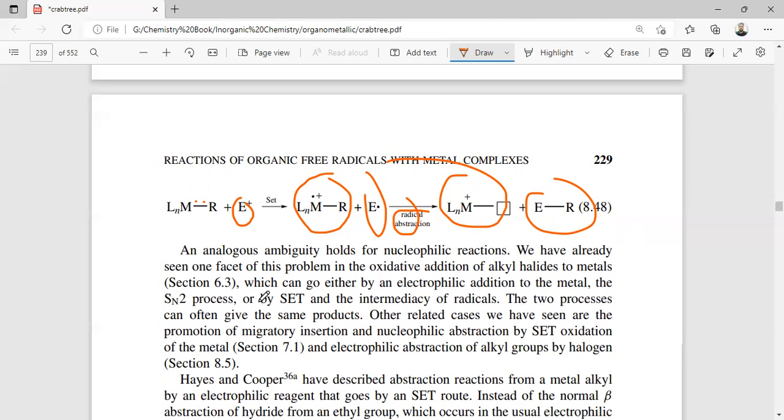So the two processes can often give the same product. Another related case we have seen is the promotion of the migratory insertion and the nucleophilic abstraction by the single electron transfer oxidation of the metal, and the electrophilic abstraction of the alkyl group by the halogen.